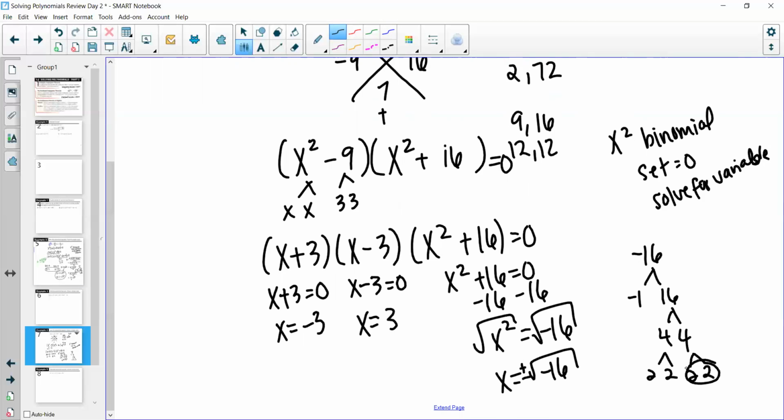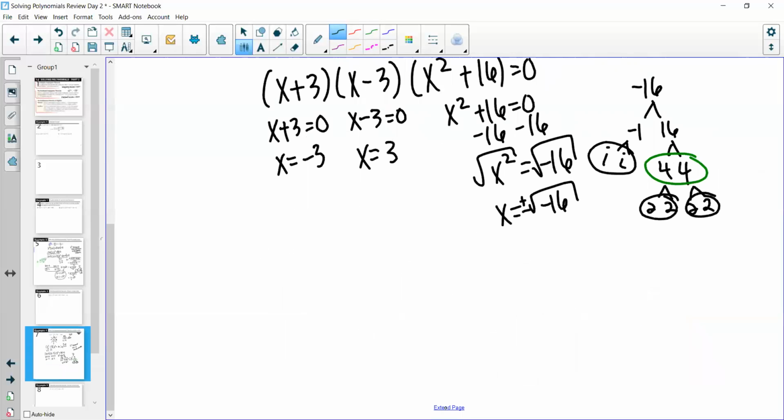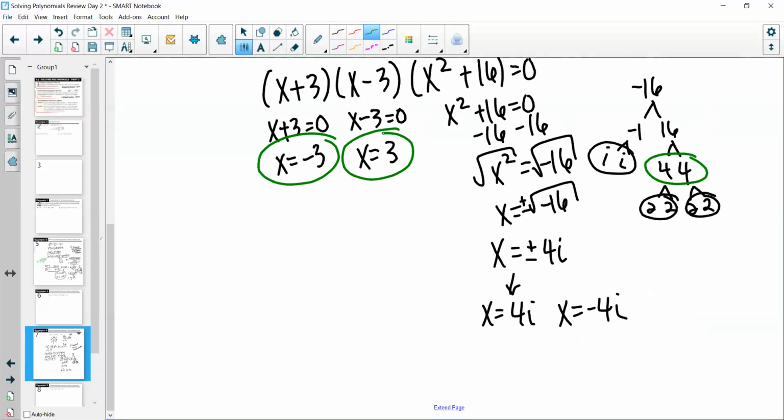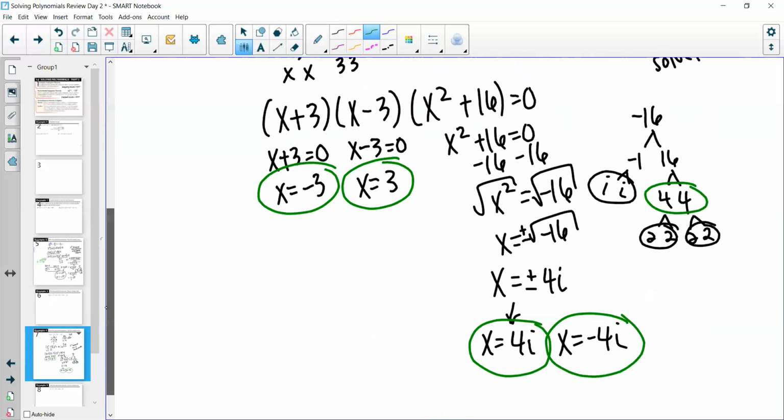Now we can either circle two groups of 2 and pull it out, or we can notice that we have a set of 4s here and pull those out. Now remember that our -1 breaks into i and i, so we can also pull an i out. So this ends up getting us that x equals the positive or negative 4 times i. So what are those two solutions that this will give us? Well, x will be 4i and x will be -4i. And so then we have 4 solutions here: x is -3, x is +3, x is -4i, and x is +4i.